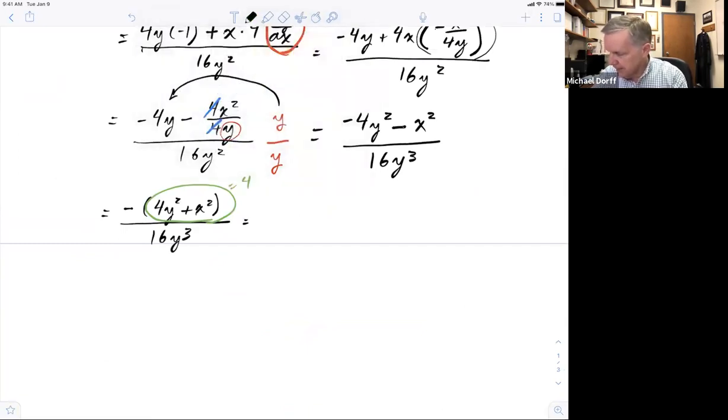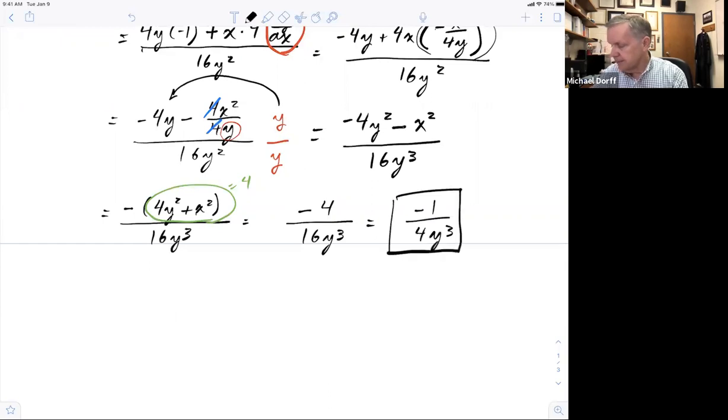So then I have negative 4 over 16y cubed. And then I can reduce that 4 and the 16 to get negative 1 over 4y cubed. And that's my final answer.